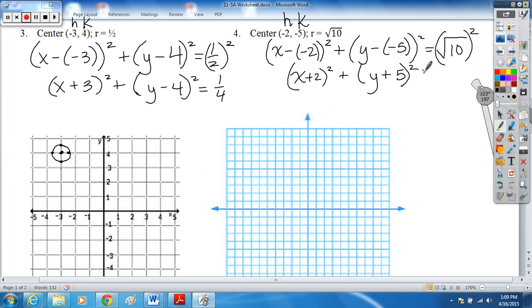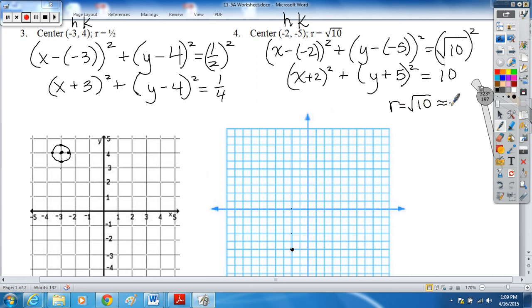if I go ahead and square radical 10, what does that give me? Well, radical 10 times radical 10 just gives me 10. You can double check that in your calculator, but you'll see it gives you just 10. Now, I know that my center is at (-2, -5). 1, 2, 1, 2, 3, 4, 5. That's my center point. From there, the radius, remember, is radical 10.